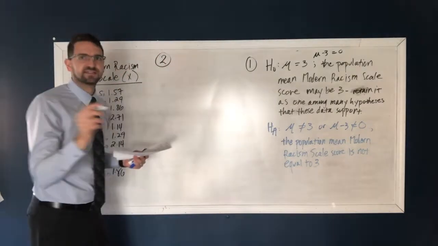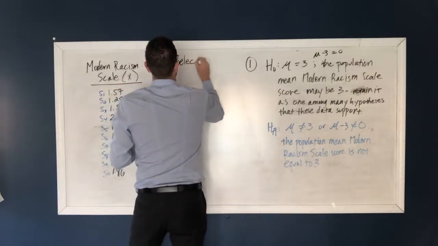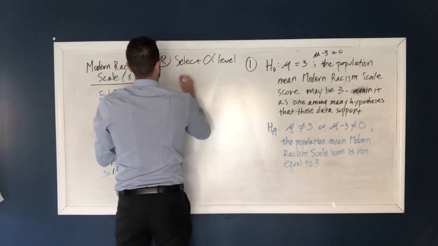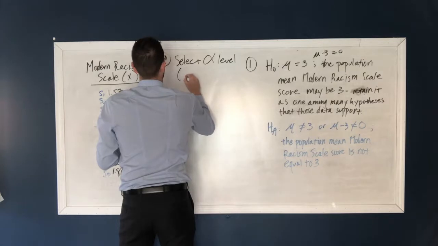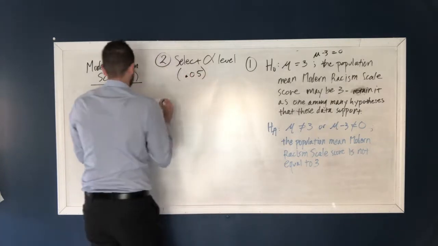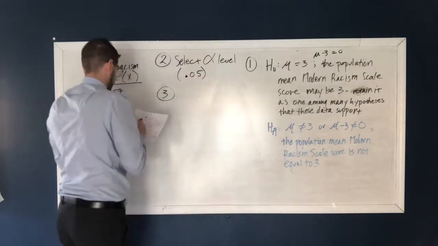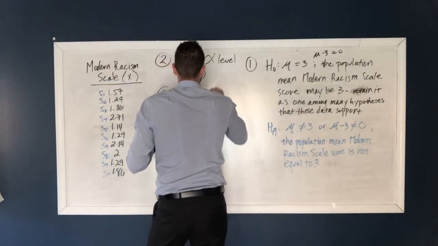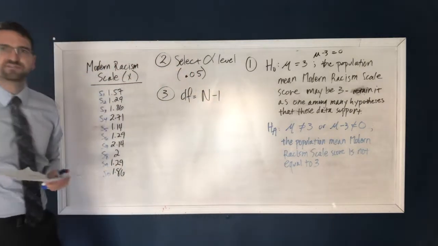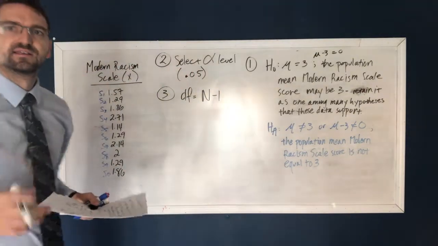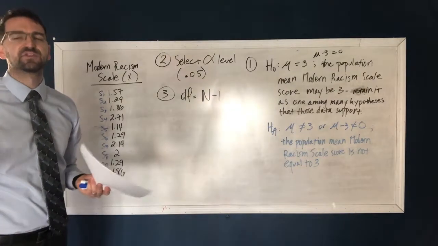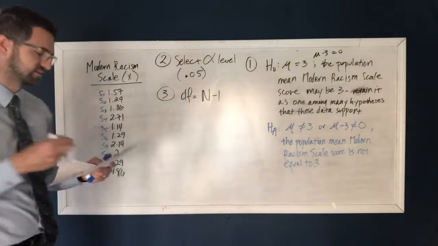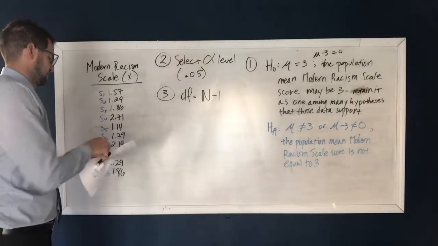Okay, so step 2, we need to select our alpha level. And for the purposes of this class, our alpha is always going to be 0.05. We have to find our degrees of freedom. The equation for degrees of freedom is going to be n minus 1. So n would be super easy in this case. How many participants do we have? Well, we have 10. 10 minus 1 is going to be 9.